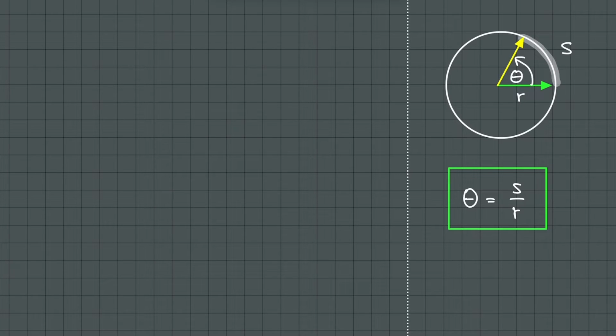Today we are going to do an example from engineering using this formula. So let's say a belt connects a pulley of 2-inch radius with a pulley of 5-inch radius. If the larger pulley turns 10 radians, how many radians will the smaller pulley turn?